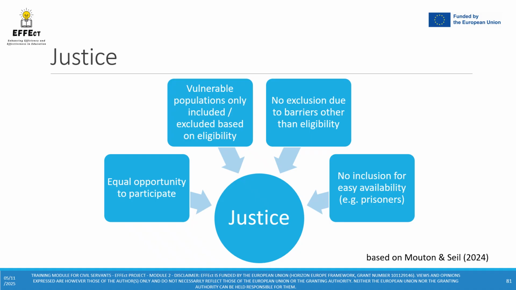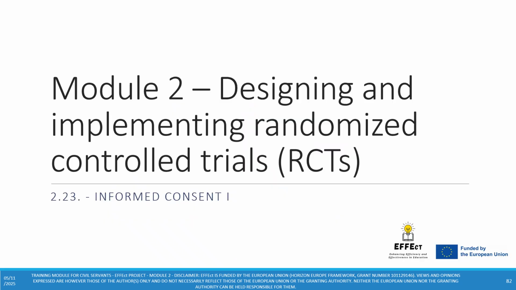And finally, participants should not be included for their easy availability. A just study does not include prisoners, for example, only because they are easily available. Dear participants, welcome to submodule 2.23, in which we will discuss informed consent.